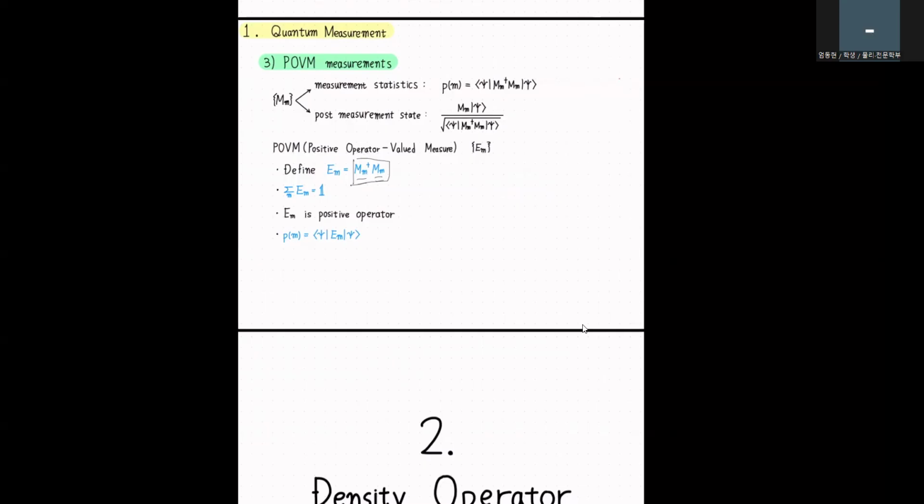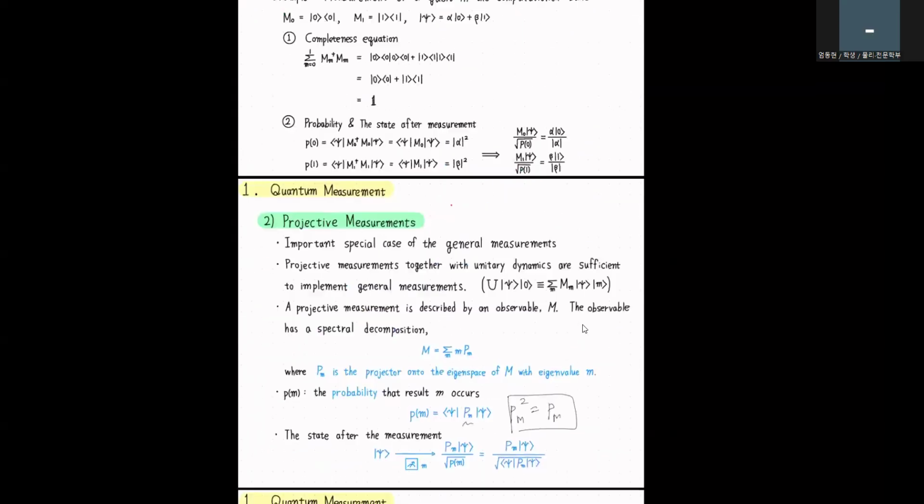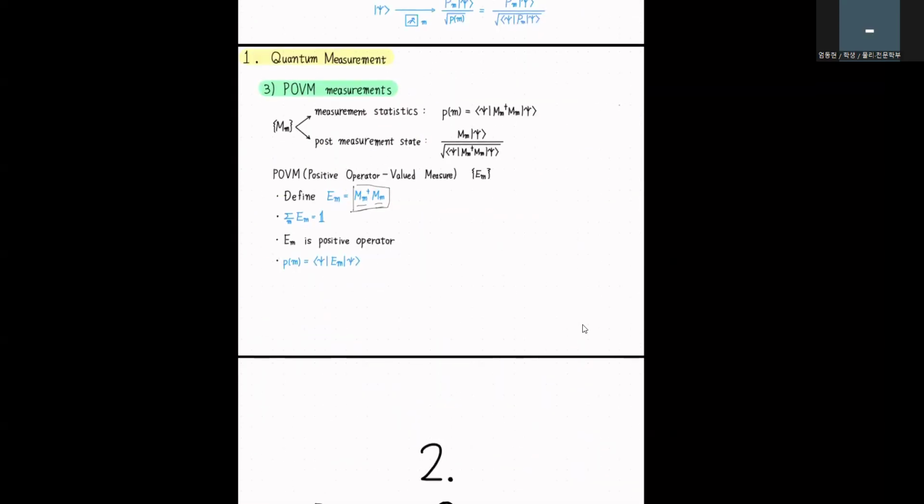Of course, by the completeness equation, it needs to satisfy completeness: the sum of each positive operator will be equal to the identity. If this is the case, then of course the probability of an outcome m would just be the expectation value of this positive operator. So in general, the measurement outcomes can be represented by a set of different positive operators.